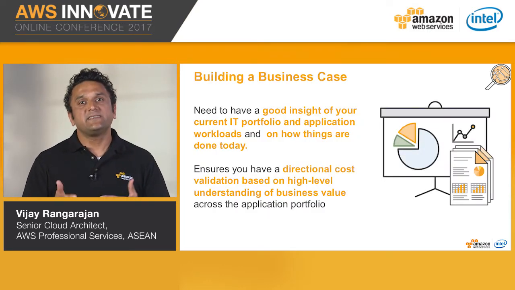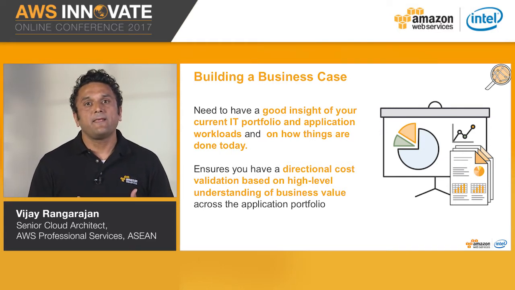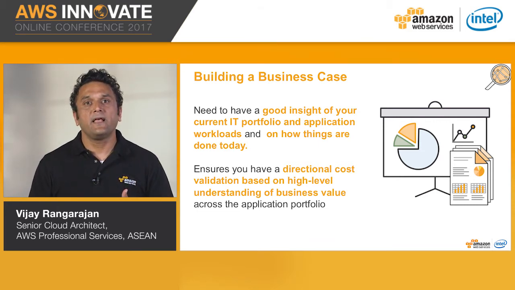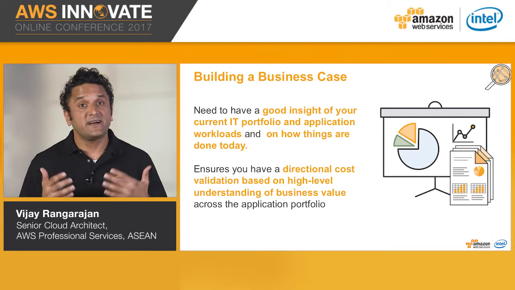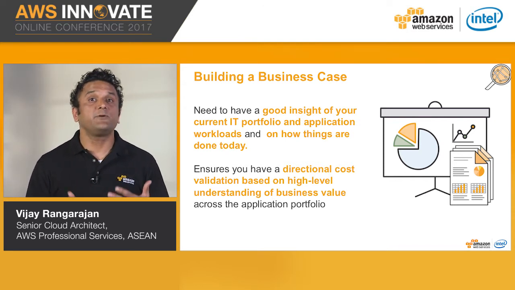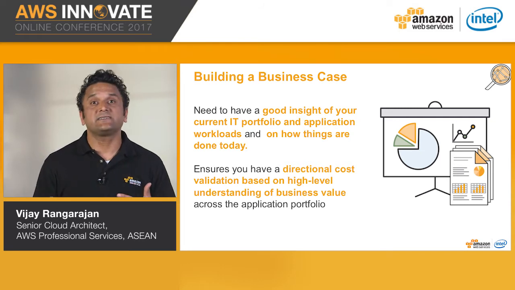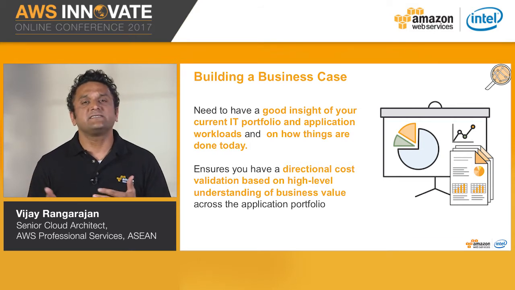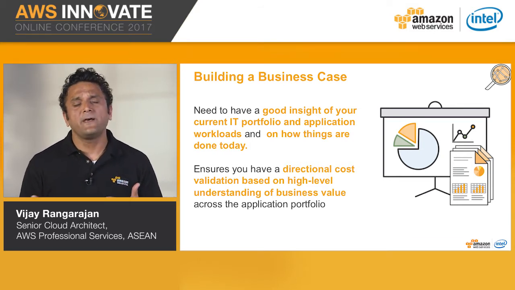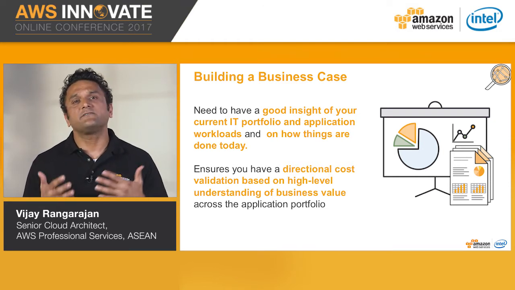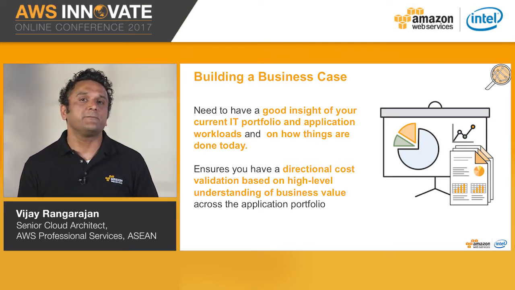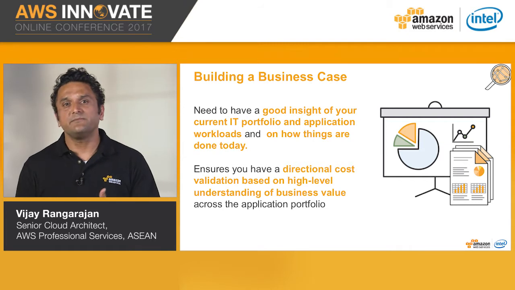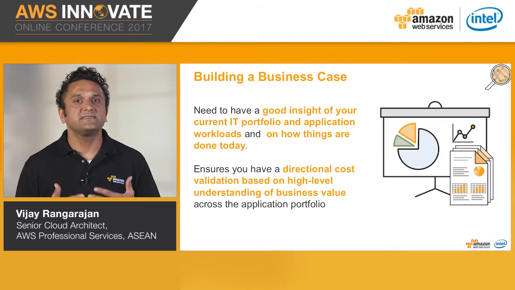Once you've gone past that, the next step is to build a business case. And in order to build one, you will need to have a good knowledge of how things are done today. You will need to have a good understanding of the current application portfolio and the corresponding business value. You need to understand, does this application generate revenue? Does this application bring a differentiated service to my business? And if you do not know, think about the impact and the cost of not having this application in your business portfolio. This is required to ensure that you have a directional cost validation based on your super high-level understanding of the business goals and portfolio.